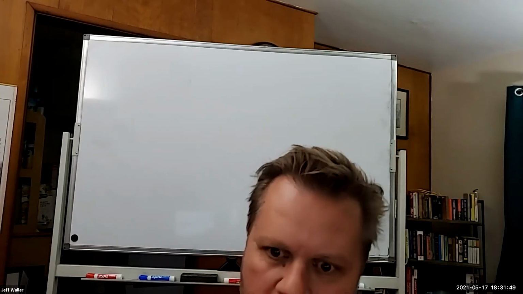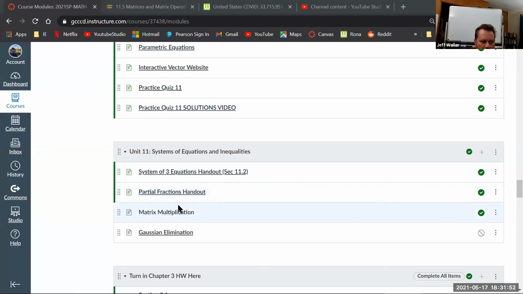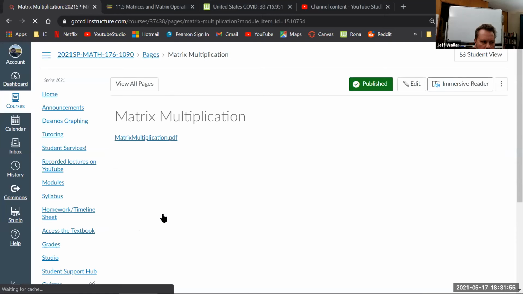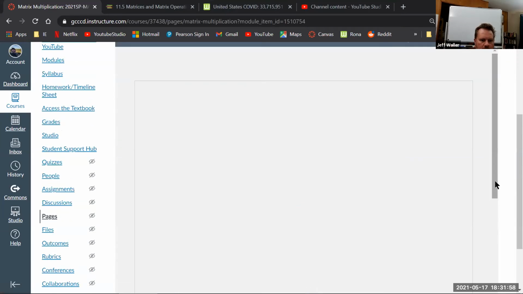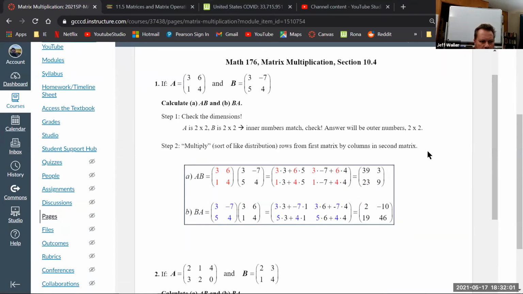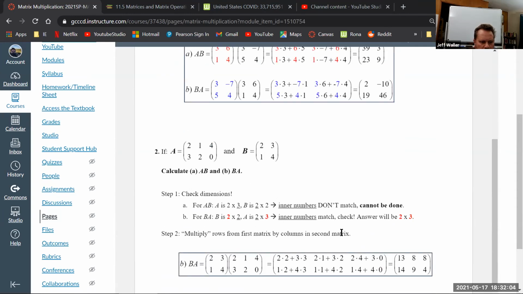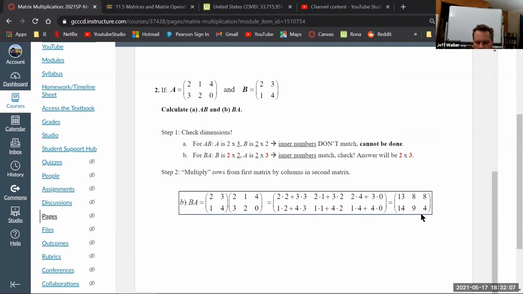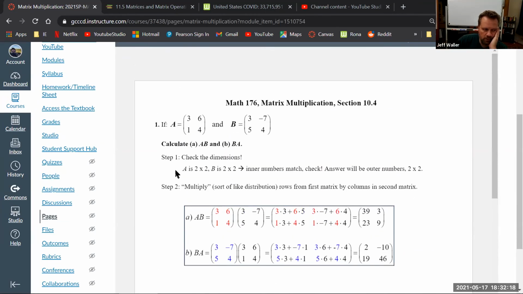Now it's active. If you go to Canvas, you'll see this matrix multiplication handout. It's got a nice little example done, and another example where I'm checking the dimensions and then multiplying. So that's a reference for you guys. If you're doing the homework, you have that sheet to reference. Is that all right? The handouts are usually helpful. That's what I try to do.